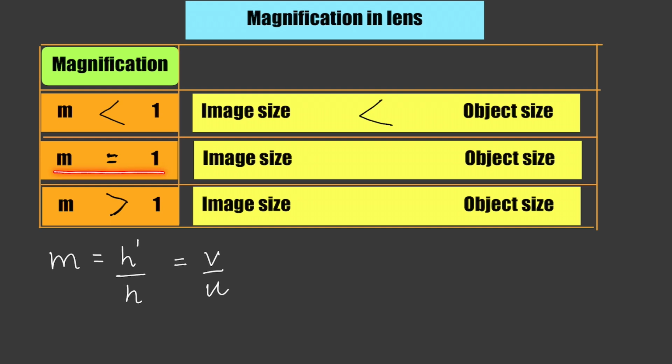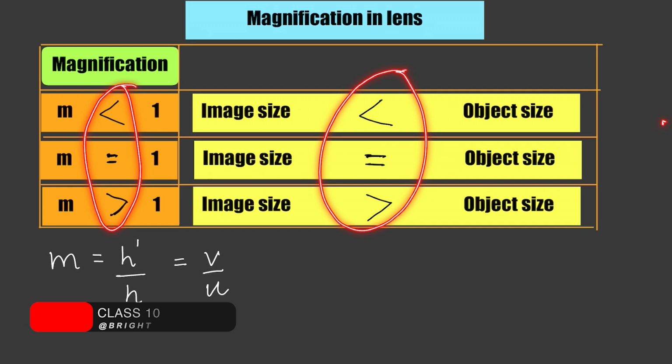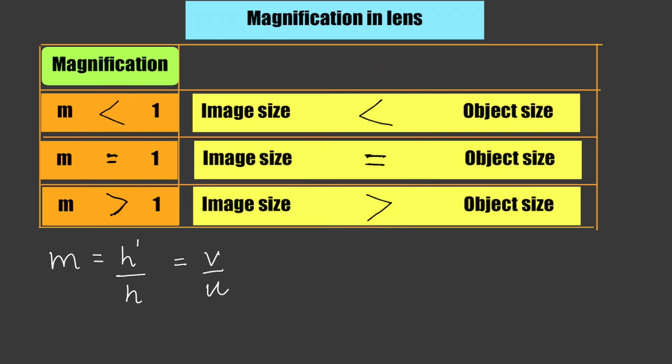And when magnification is equal to 1, image size will be equal to object size. When magnification is greater than 1, image size will also be greater than object size. When you observe these relations, isn't it easy to remember? In all the 3 rows, less than, equal to and greater than signs are in the same order.